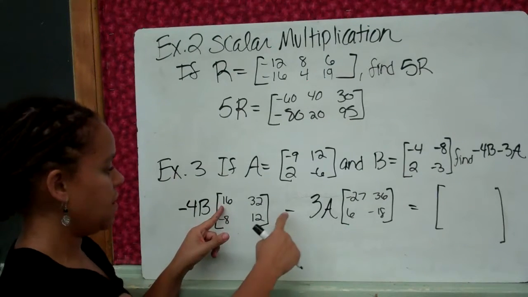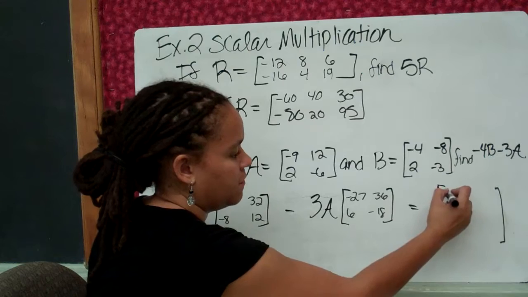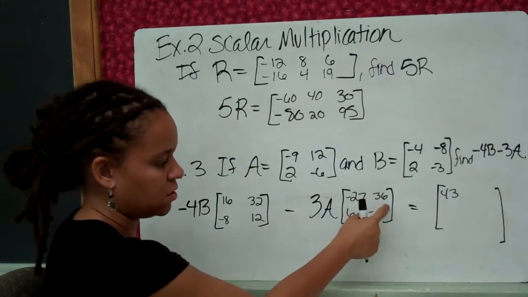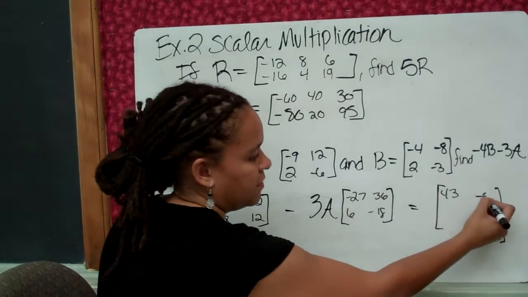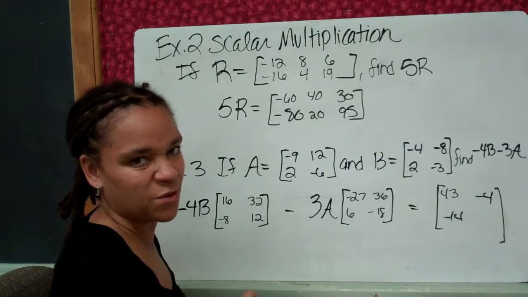So 16 minus negative 27, be careful with that, 43. And you can subtract the rest on your own. 32 minus 36, negative 4, negative 14, and you can put that other one in by yourself.